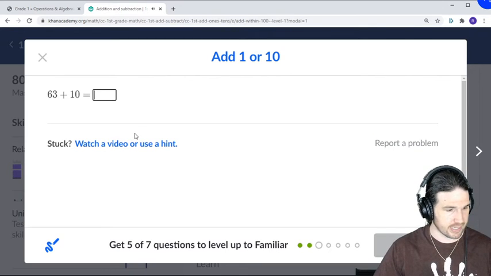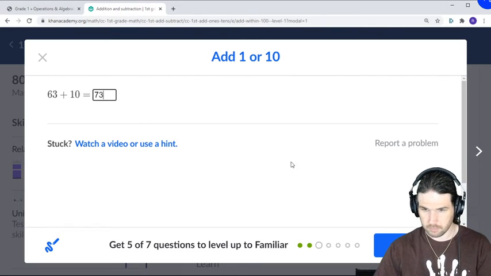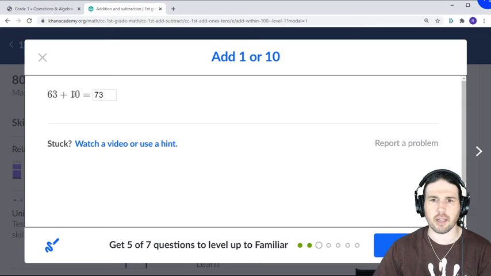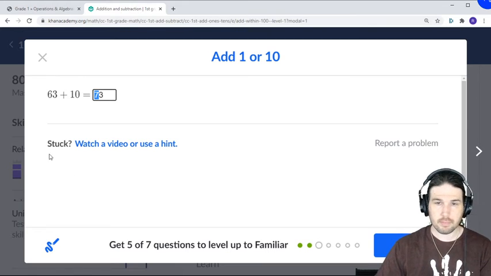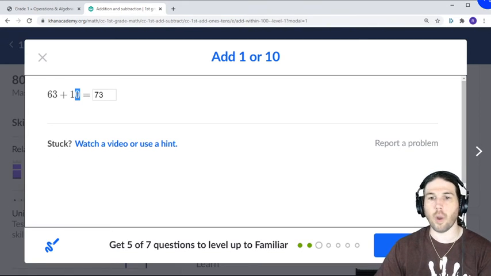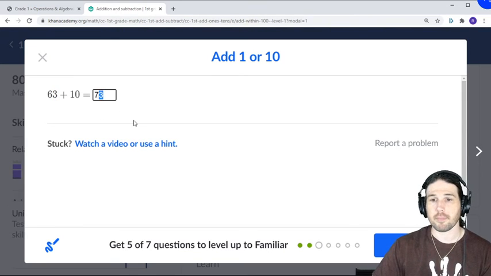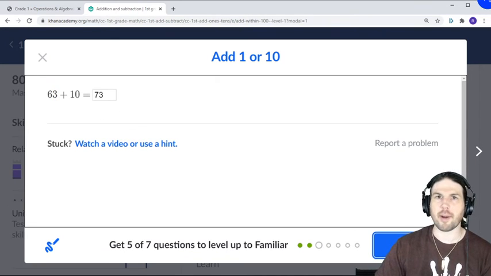63 and 10 is 73. And again, you can tell that we are adding the tens place 1 to the tens place 6 to get 7. We are adding the ones place 0 to the ones place 3 to get 3. We'll talk about carrying later.